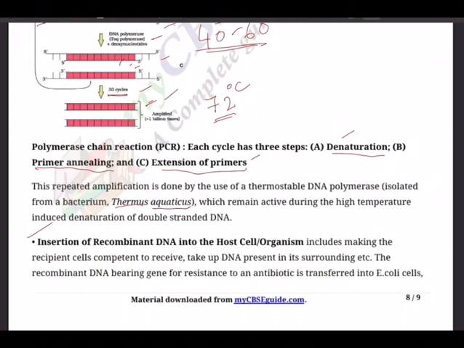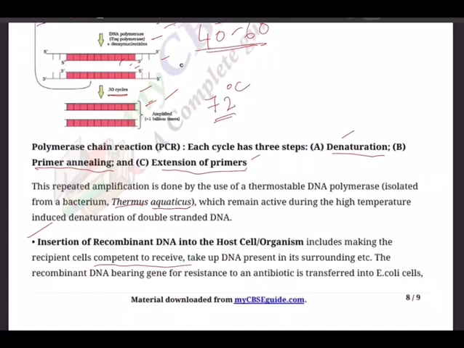Eukaryotic genes do not function properly when cloned into bacterial cells because of introns. In such cases, cDNA is made from mRNA by reverse transcription or synthesized artificially. This rDNA is inserted into the host bacterium by transformation using cold CaCl2 solution, calcium chloride. The bacterial cell containing the desired rDNA is selected using a selective antibiotic in the culture medium.